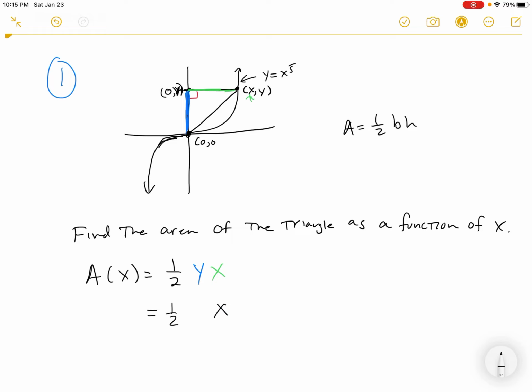So what's the y? Well, the y we already know. Let me just go up here and show you. The y is x to the 5th. That's how high that is. If this point right here is truly over x, then it's up a height of x to the 5th. And so what's the area equation? 1/2 x to the 6th. And we're done with that question.